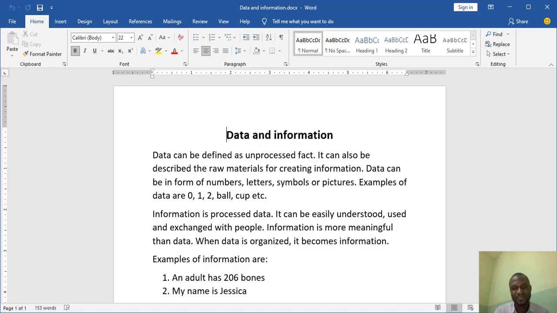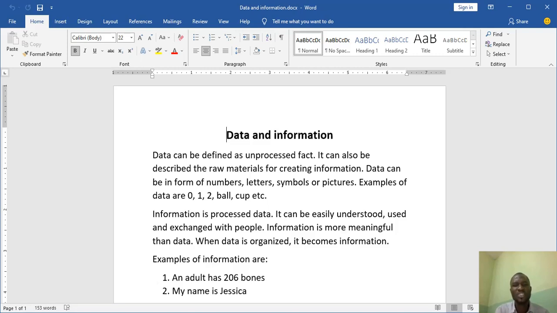Now let's start. Data can be defined as unprocessed facts. They are unprocessed, they don't make sense. For example, if I come to your place and just start saying random words like cup, four, table, on, big, one, you'll be like, what is Mr. Moses saying? These words don't make sense. But those are actually examples of data. That's what data are, unprocessed facts.